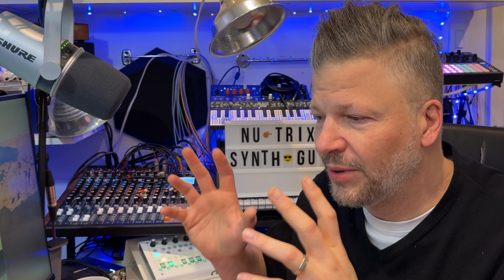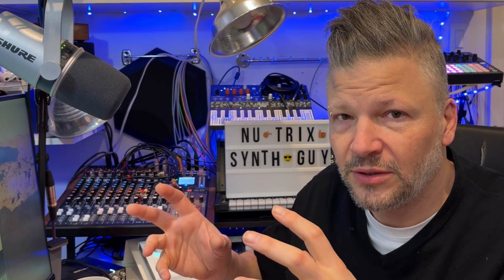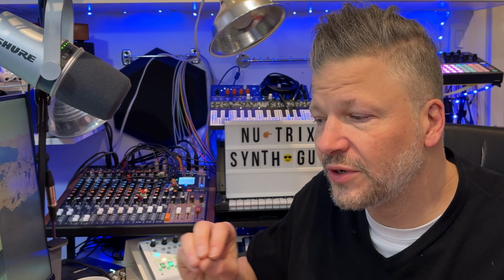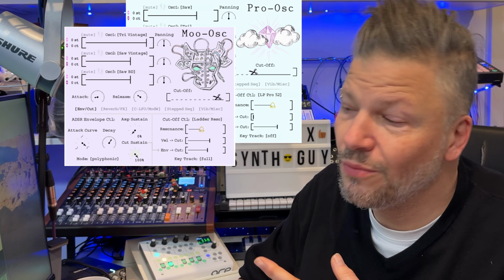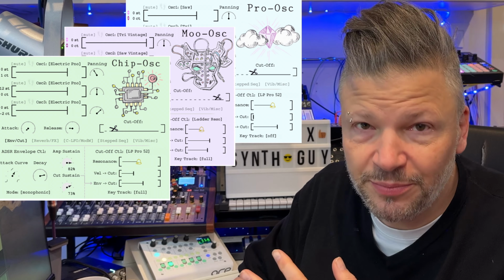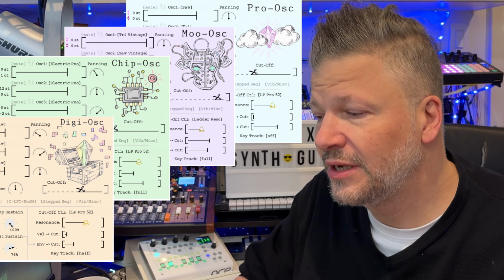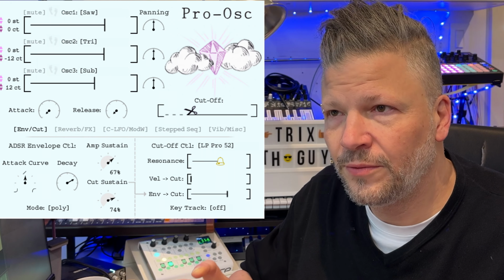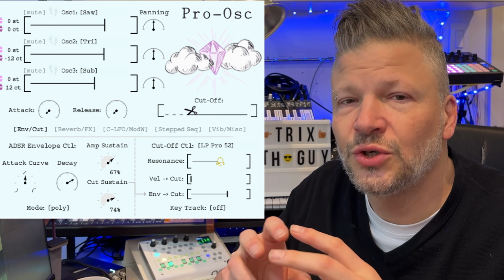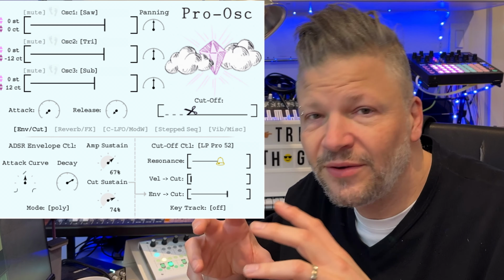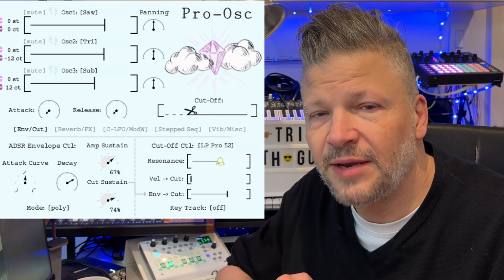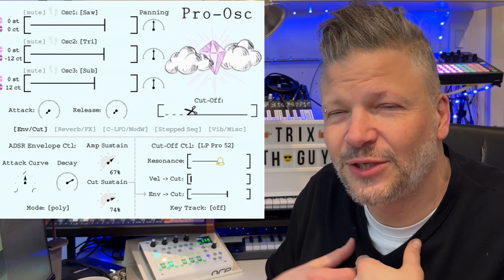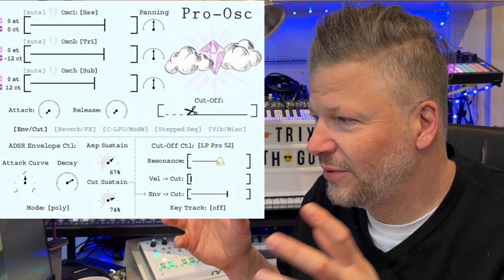Very quickly, in a nutshell, this is a bundle of 5 different sample-based instruments. And for each of the different ones, the PRO-OSC, the Moo-OSC, the Chip-OSC, the DIGI-OSC, and the JX-OSC, they're all around a certain instrument or a certain family of instruments that they sample with love and care. That's what I feel when I listen to it. That's what I feel when I play it.